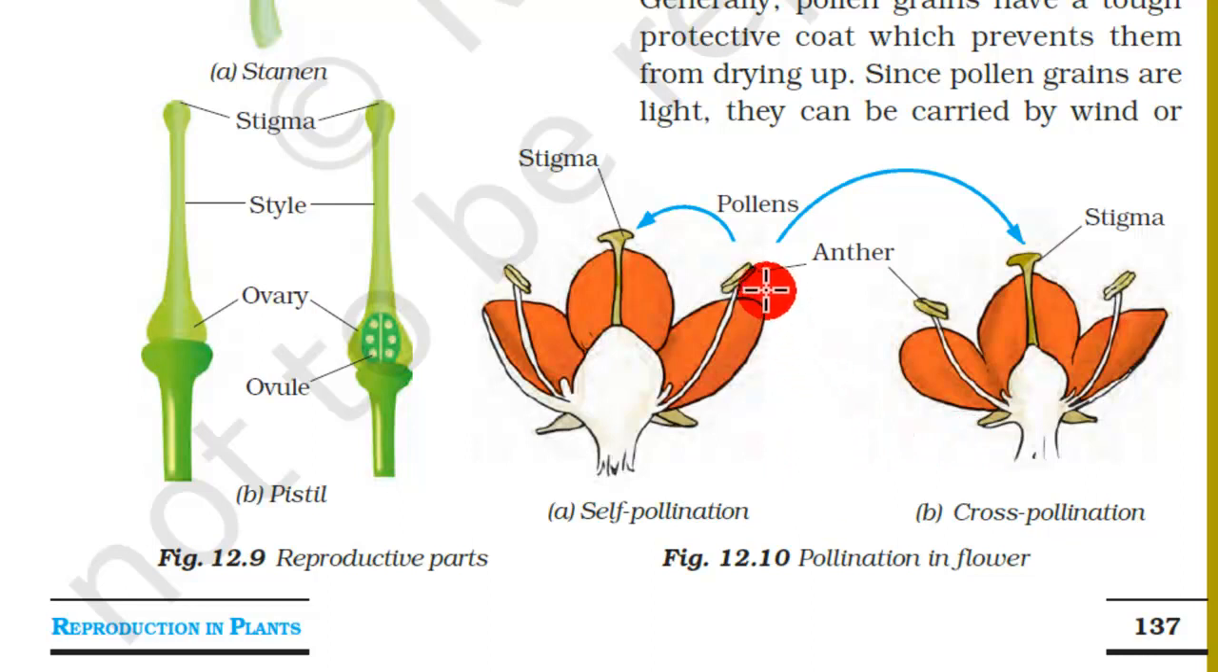The transfer of the pollen from the anther to the stigma of a flower is called pollination. If the pollen lands on the stigma of the same flower or another flower of the same plant, it is called self-pollination. When the pollen of a flower lands on the stigma of a flower of a different plant of the same kind, it is called cross-pollination.